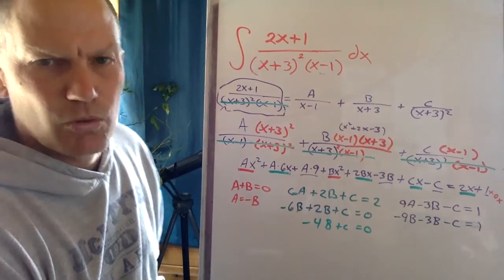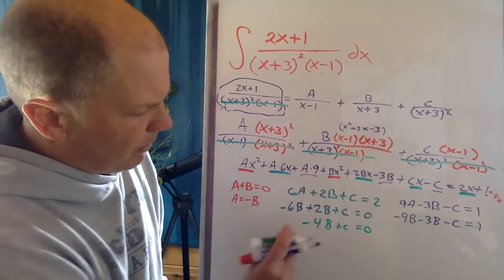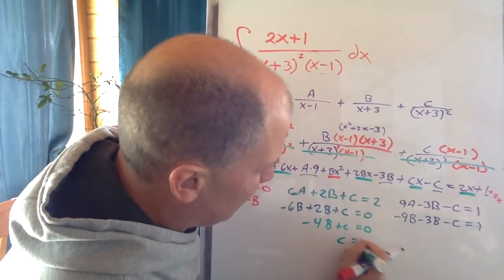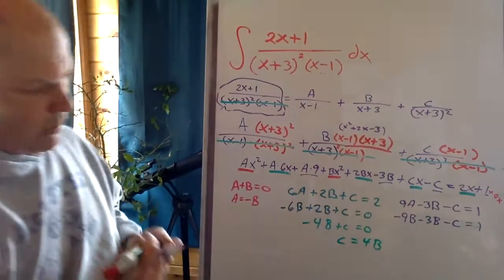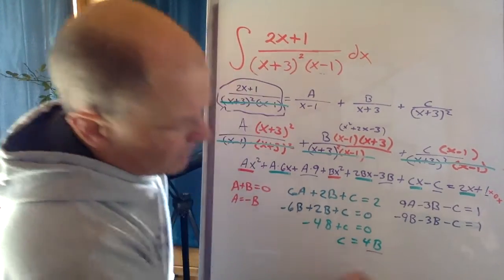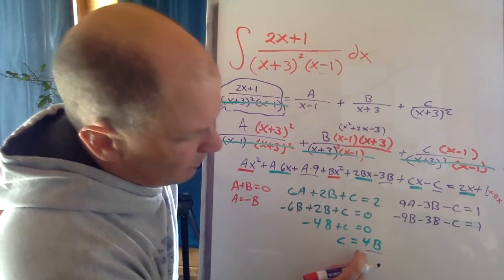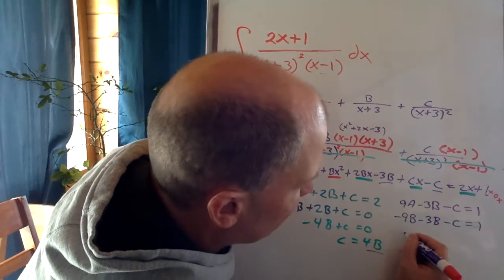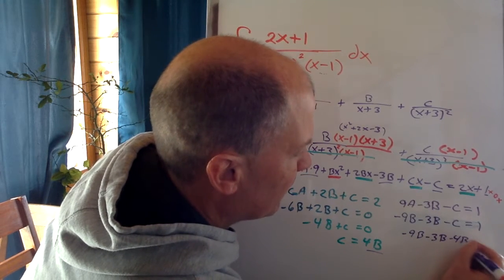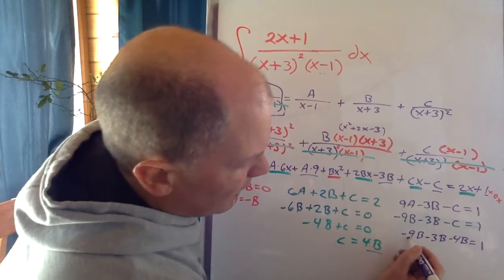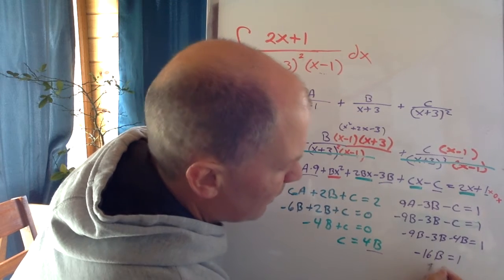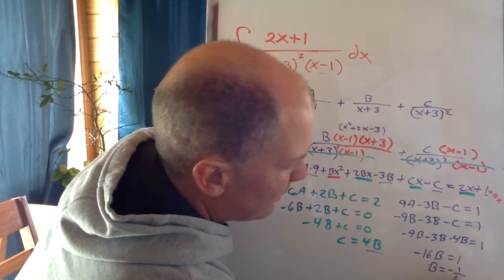I'm going to need to also substitute again. So I'm going to say in this one that c is 4b. Right? So I've done my one substitution, and now I'm doing another substitution. C is 4b. So if c equals 4b, I can put 4b here. So I know negative 9b minus 3b minus 4b has to equal 1. 9, 12, 16. Negative 16b equals 1. B is negative 1/16.